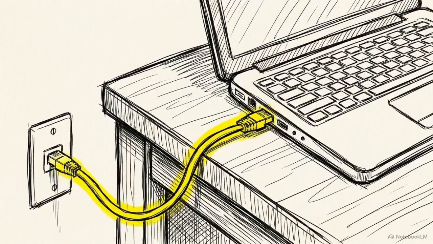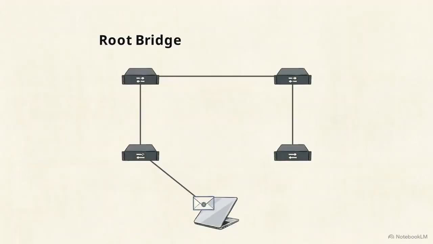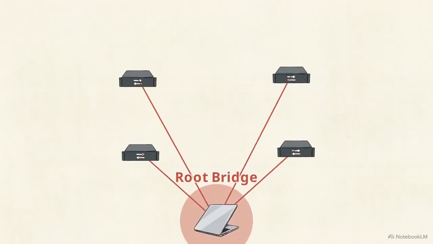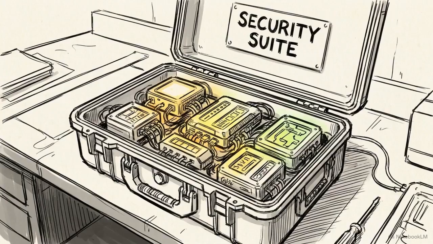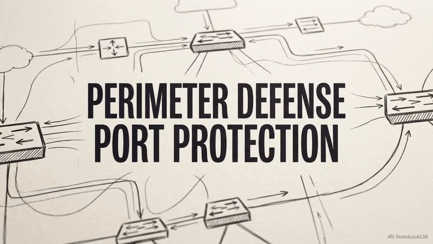If any device is plugged into a port and transmits superior BPDUs, it will usurp the root bridge role and redraw the entire topology. To harden the network edge, engineers employ a suite of security features known as the STP toolkit, heavily relying on safeguards like root guard and BPDU guard.